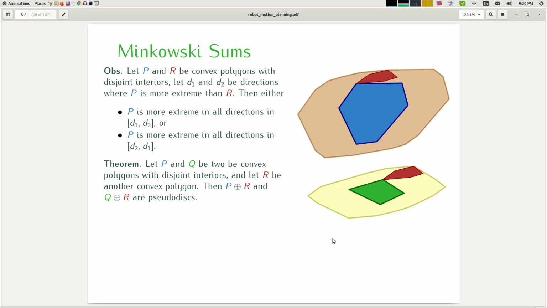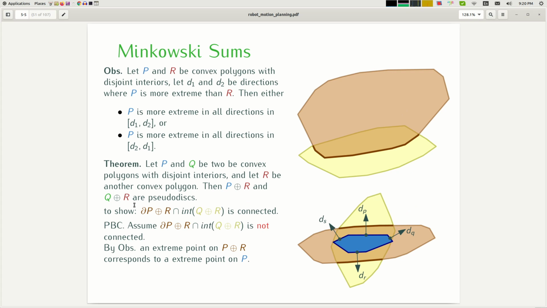Then, not surprisingly, we showed that if you create the Minkowski sum of two convex polygons with the same convex polygon, then the resulting two polygons are pseudodisks. So this and this are pseudodisks. So they intersect at most twice, and we have proven that as well.